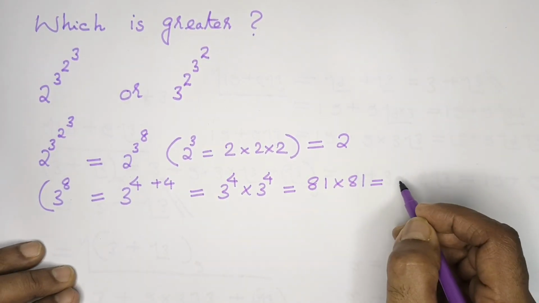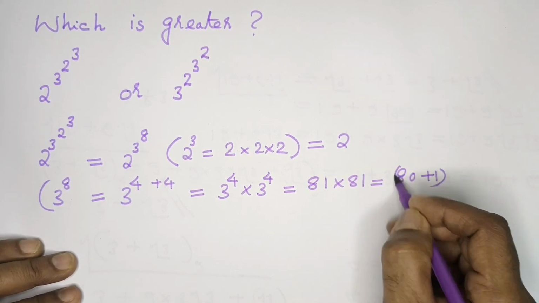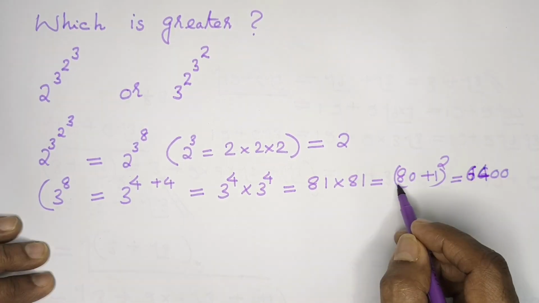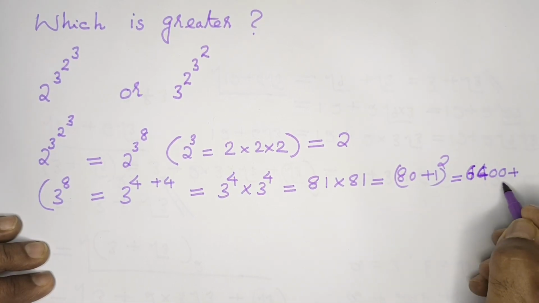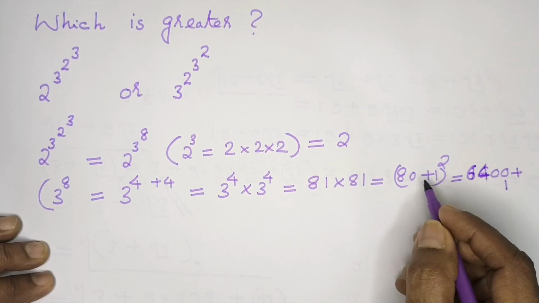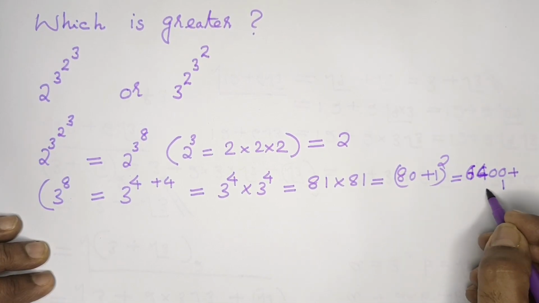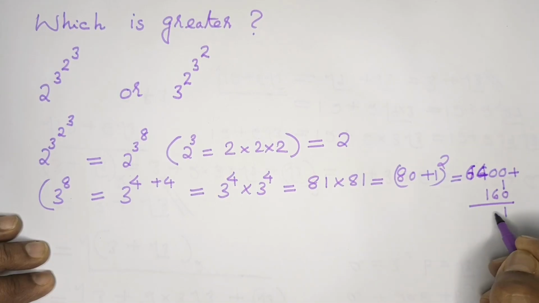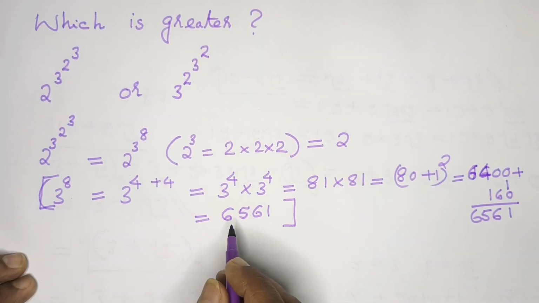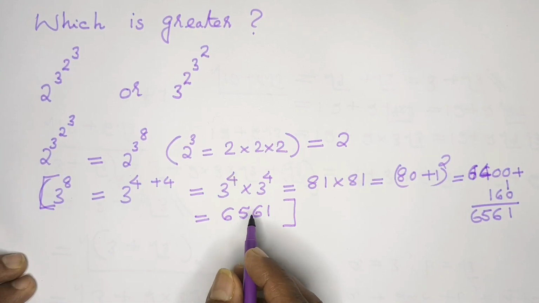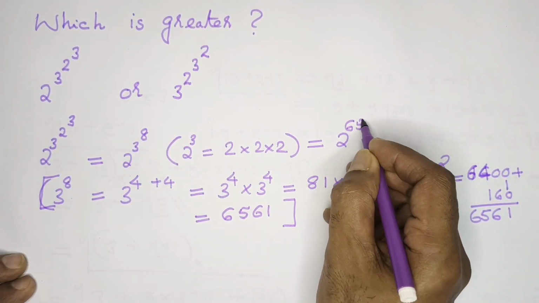Now to simplify this, you can use the (a plus b) the whole square form. That is (80 plus 1) the whole square. When expanding this you get 80 squared, which is 6400. Then comes 1 squared, that's 1. Then comes 2ab: 2 multiplied by 80 multiplied by 1, which is 160. When adding them, you get 6561. So let me substitute 6561 for 3 to the power 8 here.